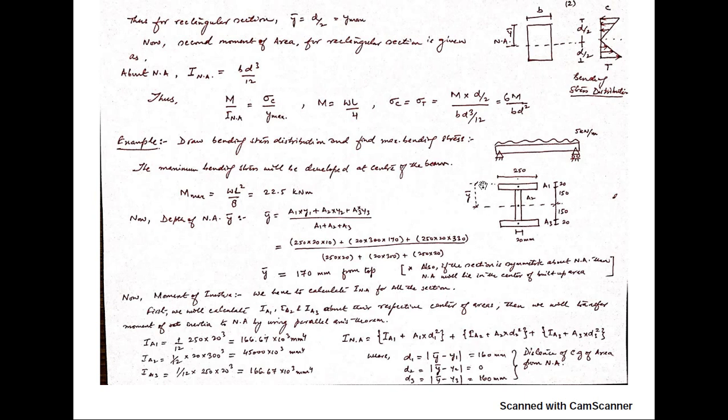So what we'll do, we will calculate first moment of area from the top of the beam. So what is this? A1, this is A2, and this is A3. And what will be the y1? Y1 will be the distance from the top to the CG of A1. The distance y2 will be the distance from the top to the CG of A2, and y3 will be the distance from the top to the CG of A3. So this is how you can calculate it.